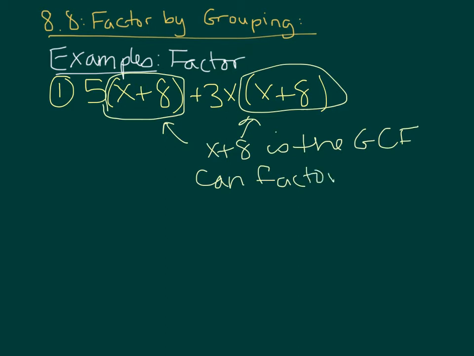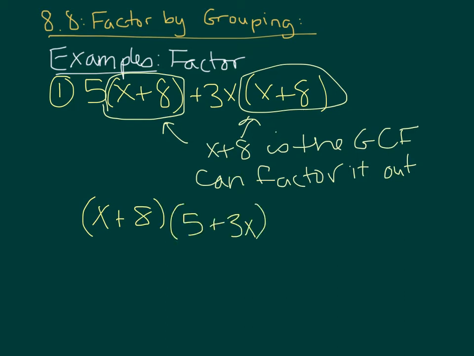And it's similar to what we did a few sections ago when we were actually factoring out a GCF. The only difference is that this is a big clump of stuff in parentheses. So what's going to happen is we're going to bring that x plus 8 out front. The stuff that we have left over, the 5 plus 3x, is also going to be in parentheses. So it's going to look like that.